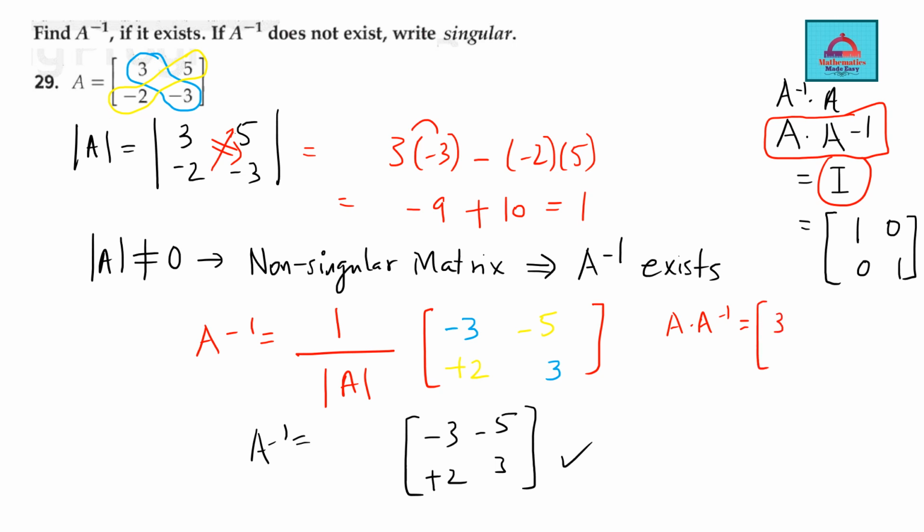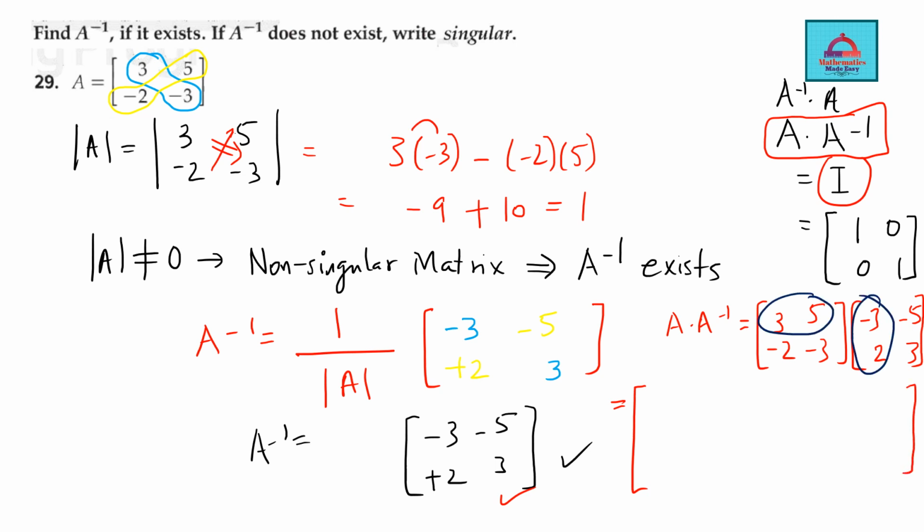First I write my A, which is in the question, the matrix, and A inverse I will write what I get here. So minus 3, minus 5, 2 and 3. Now start multiplying. You already know the multiplication rule. There are going to be 4 elements. So first row with first column: 3 with minus 3 plus 5 with 2. That's the first element.